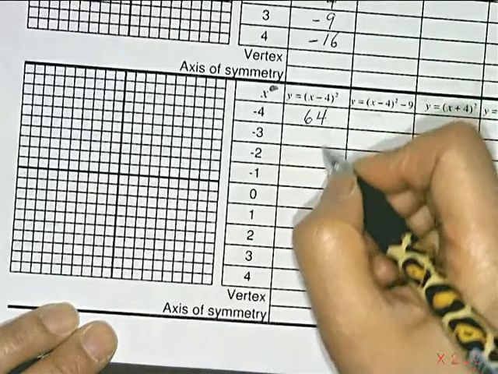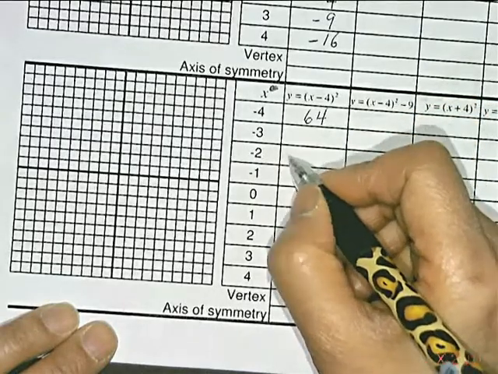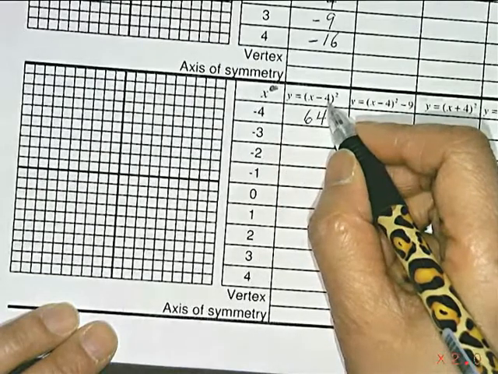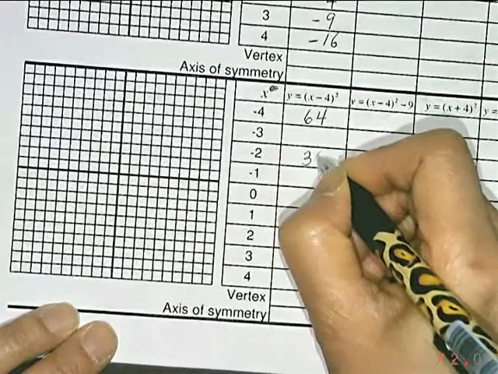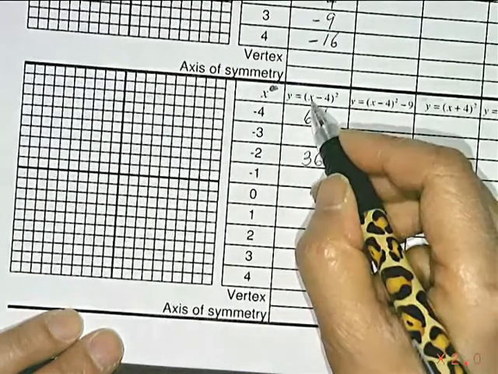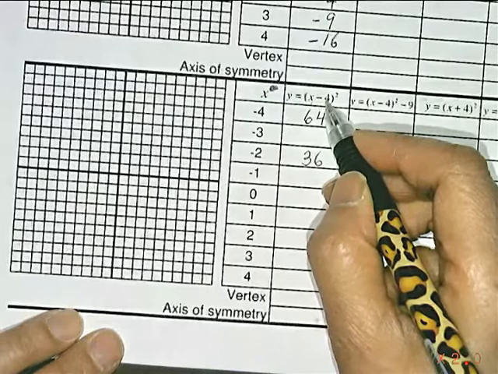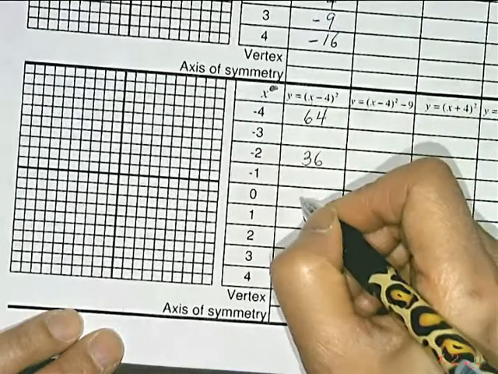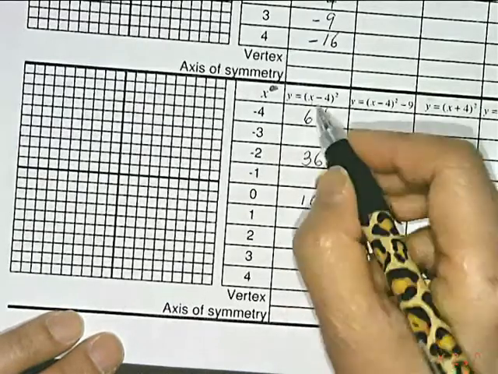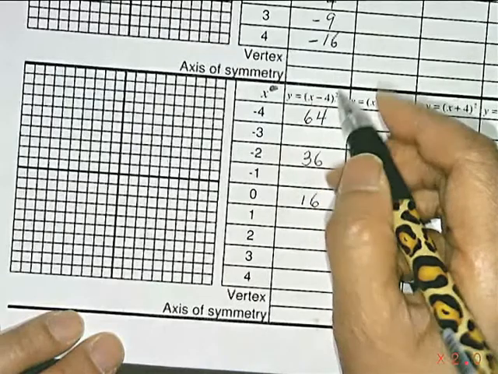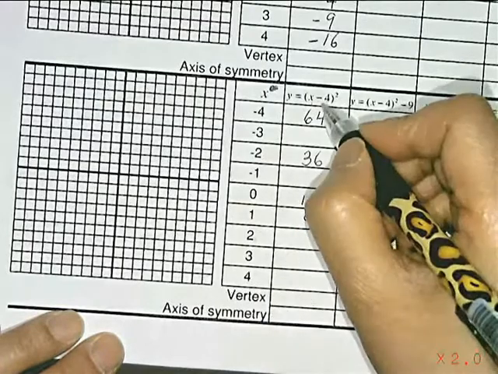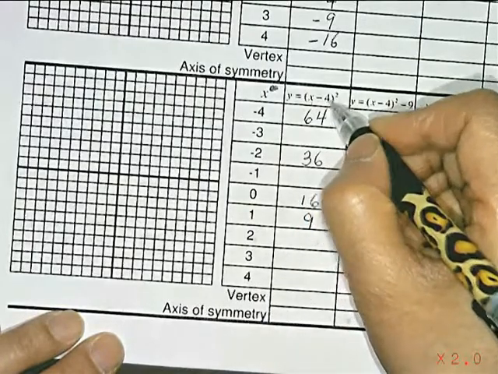Let me just jump to negative 2 and see if it'll stay on our grid. Negative 2, take away 4 is negative 6, squared is positive 36. No good. It's going to be off our grid. I'm going to try 0. 0 here, take away 4 gives me negative 4. Negative 4 squared is positive 16. Still off our grid. Let's try 1. 1 take away 4 is negative 3. Square it is positive 9. This looks better. 2 take away 4 is negative 2 squared gives you positive 4.